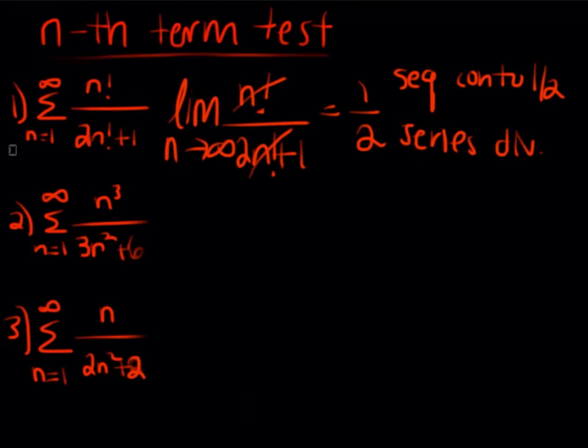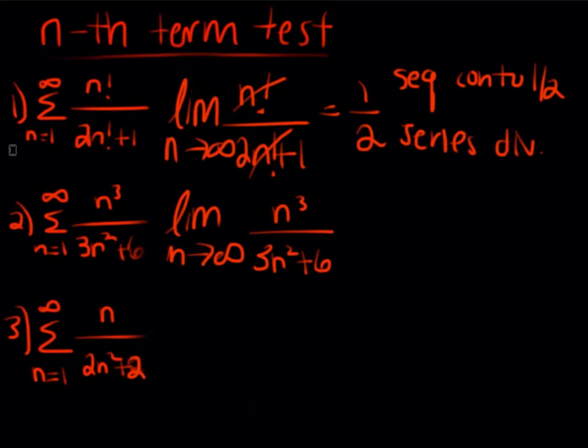So let's look at the second example. This example represents when the dominant term in the numerator is actually more dominant than the dominant term in the denominator. So let's rewrite this. The limit as n approaches infinity of n cubed over 3n squared plus 6. And as I said, n cubed is more dominant than n squared. In the race to infinity, n cubed is going to win.